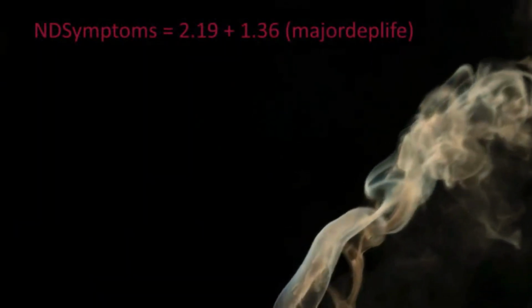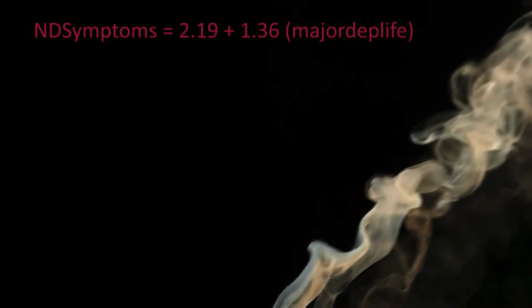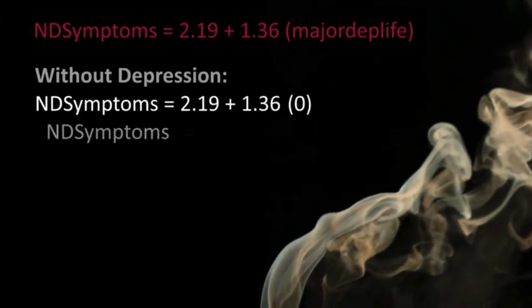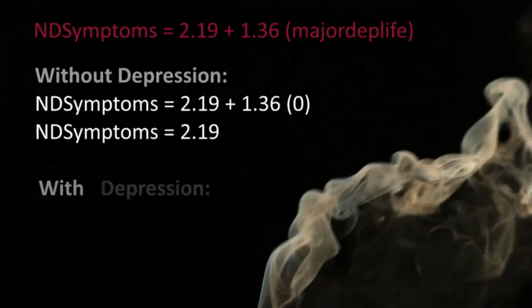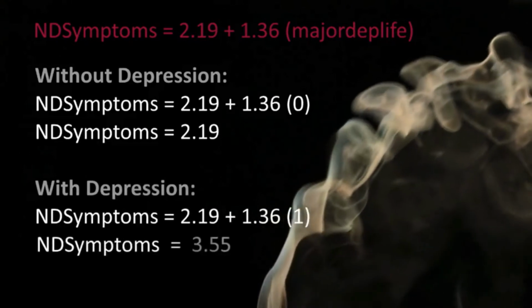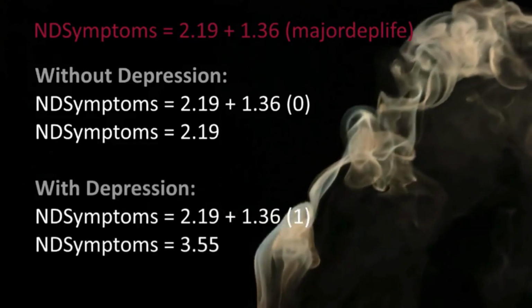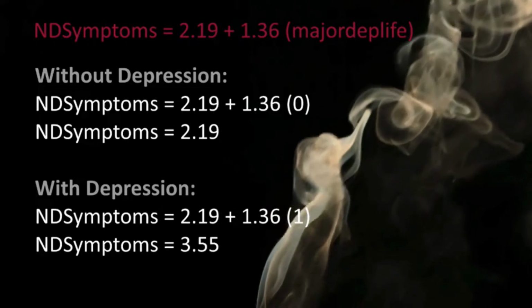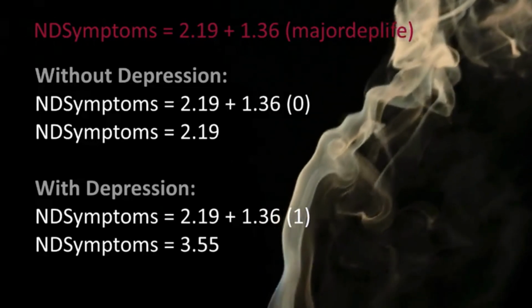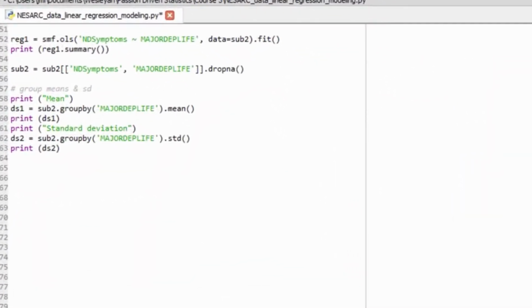As we can see, we would expect daily smokers without depression to have 2.19 nicotine-dependent symptoms, and daily smokers with depression to have 3.55 nicotine-dependent symptoms. Remember that we previously subset our data to daily smokers aged 18 to 25. Notice that this is also the mean number of nicotine-dependent symptoms for each group, which we can see by running summary statistics using the group-by function.